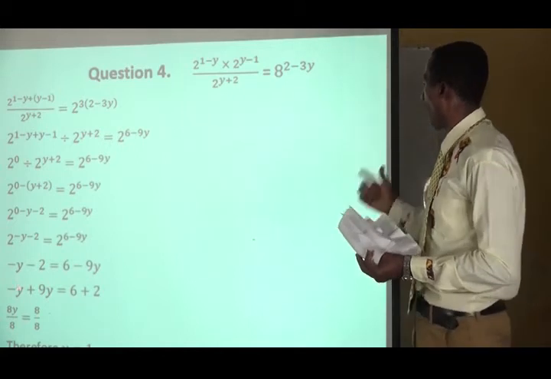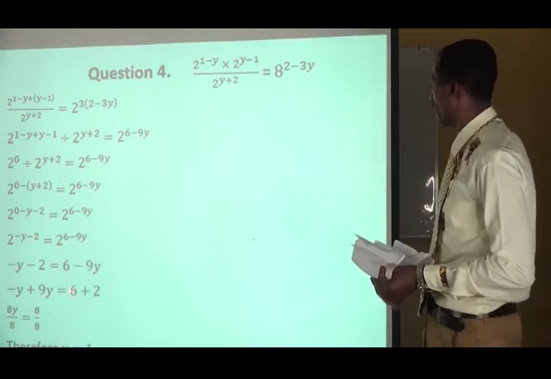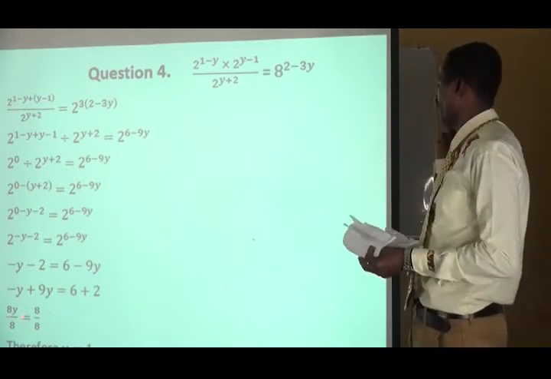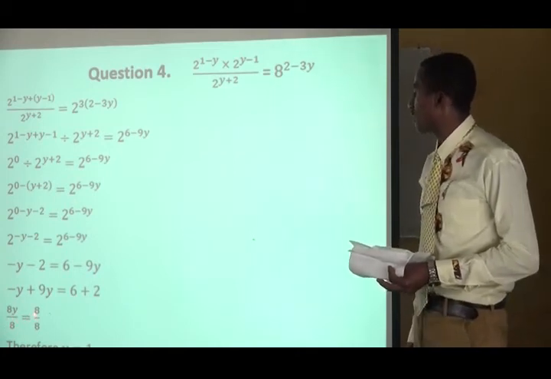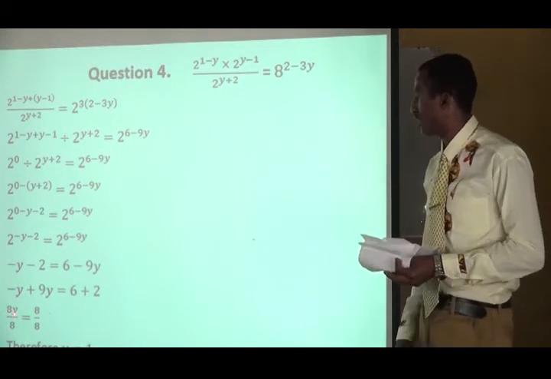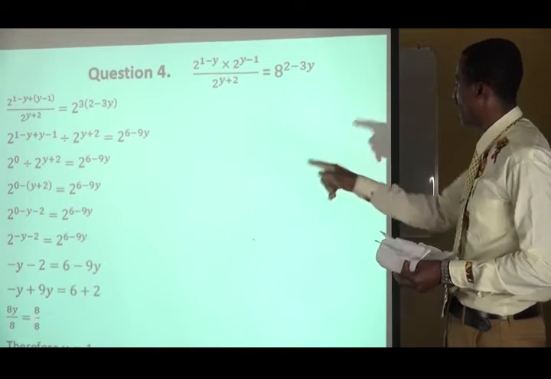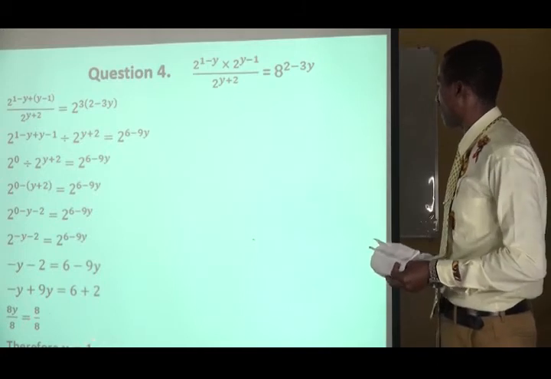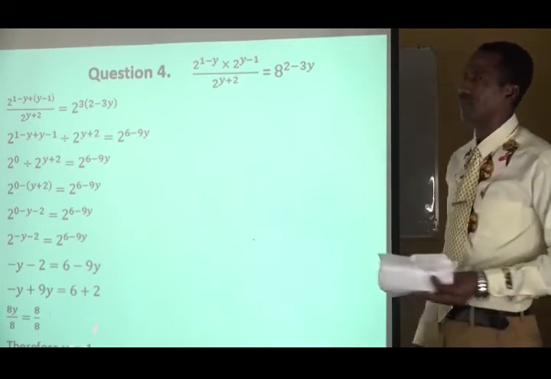Minus 9y crosses to the left and becomes positive 9y. And minus 2 crosses to the right and becomes positive 2. By simplifying the left, minus y plus 9y gives you 8y. And also simplify the right, 6 plus 2 gives you 8. So we have to divide both sides by the coefficient of y in order to determine the exact value of y. The coefficient of y there is 8, so we divide both sides by 8. 8y divided by 8 gives you y, because 8 divided by 8 is 1, and 1 times y is equal to y. That is the left. And 8 divided by 8 is equal to 1, which is the right. So our value of y here is equal to 1.